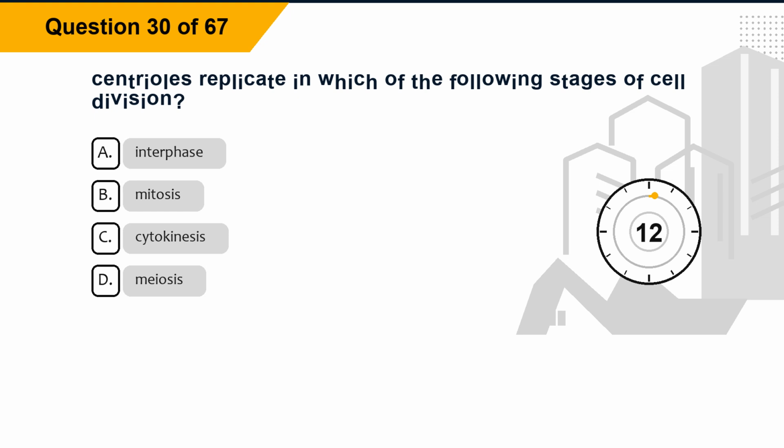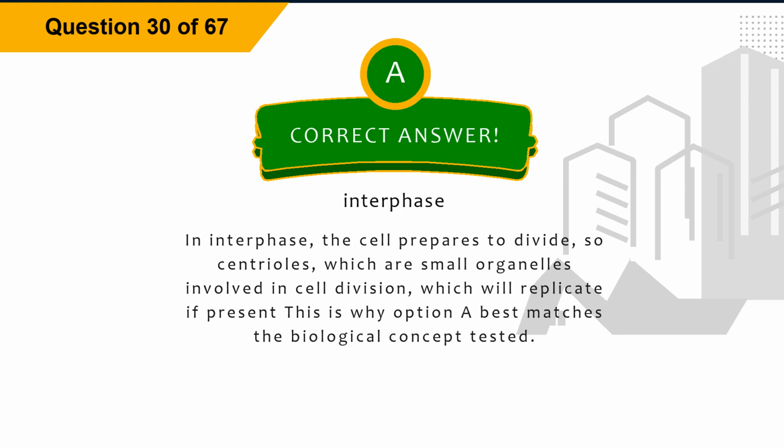Question 30. Centrioles replicate in which of the following stages of cell division? Option A, interphase. Option B, mitosis. Option C, cytokinesis. Option D, meiosis. The correct answer is option A, interphase. Explanation. In interphase, the cell prepares to divide, so centrioles, which are small organelles involved in cell division, will replicate if present. This is why option A best matches the biological concept tested.